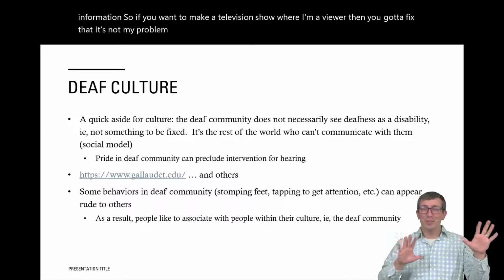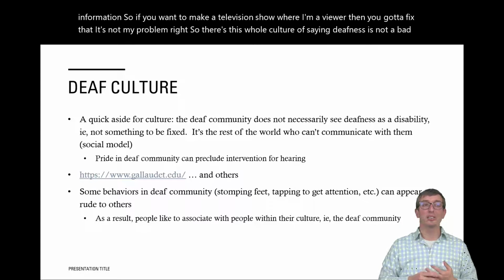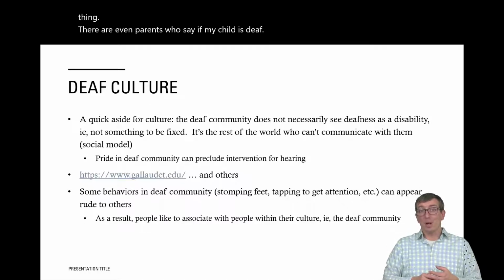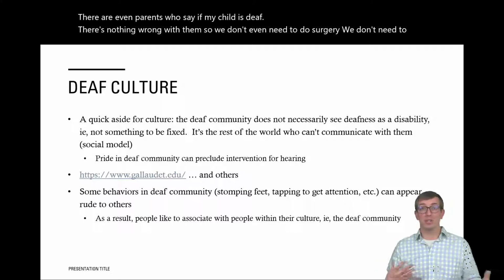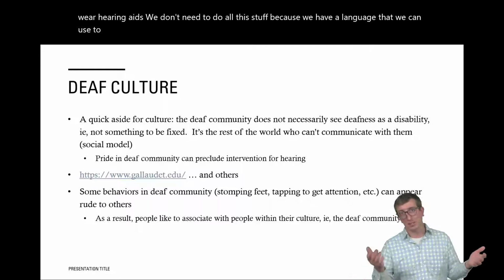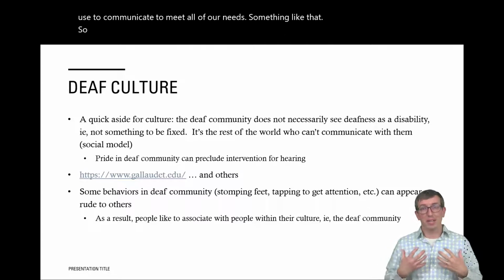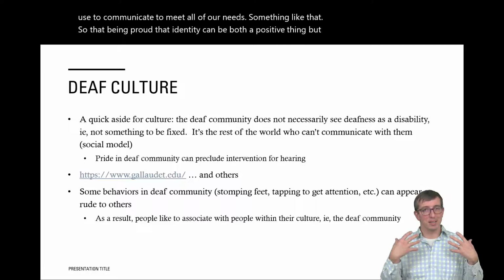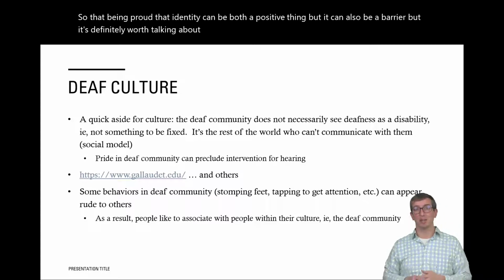So there's this whole culture of saying deafness is not a bad thing. There are even parents who say, well, if my child is deaf, there's nothing wrong with them. So we don't even need to do surgery. We don't need to wear hearing aids. We don't need to do all this stuff because we have a language that we can use to communicate, to meet all of our needs, something like that. So that pride, that identity, can be both a positive thing, but it can also be a barrier. But it's definitely worth talking about and understanding a little bit of that.